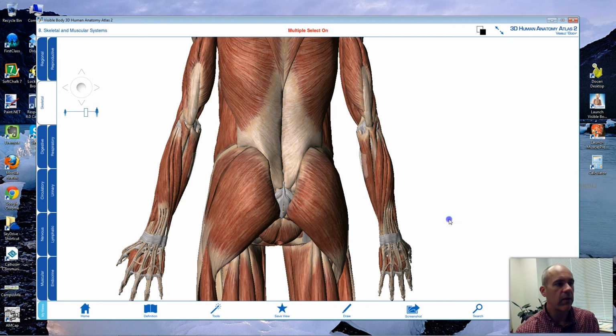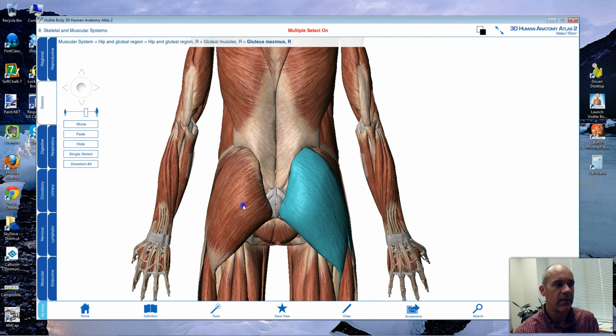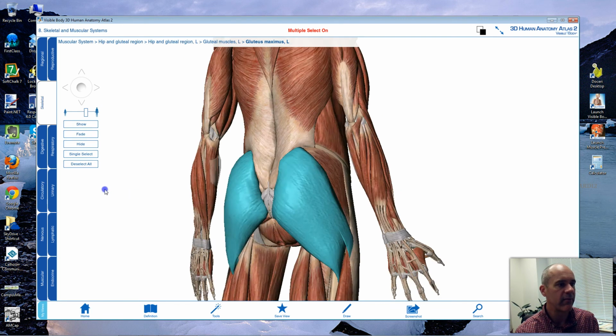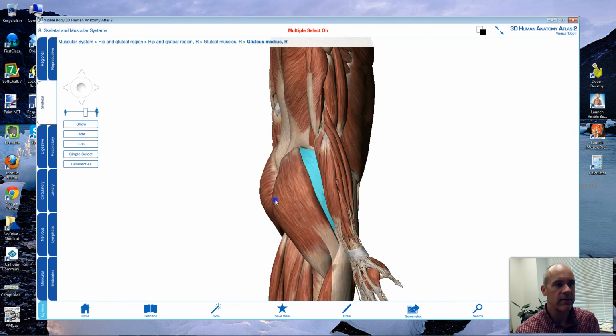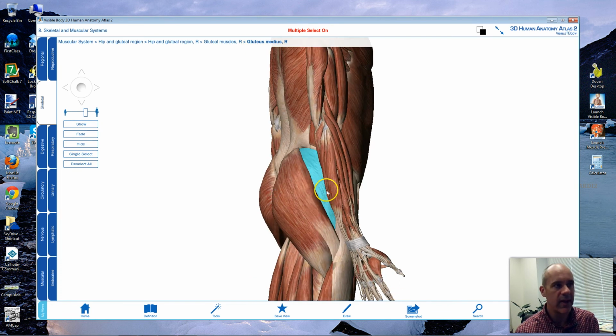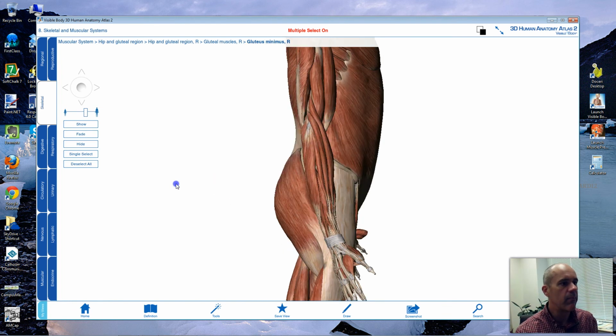All right, now while we're back here on the back side, let's take a look at our gluteal muscles. Gluteus maximus on the right and on the left. I think everybody knows where those are. Rotate around. That muscle right there that's on the middle portion of the hip is called the gluteus medius. And if I hide that one, you've got a deeper muscle underneath there. That's called the gluteus minimus. So that is a deeper muscle. If you see the exposed pelvic bone right there, and you're seeing a smaller muscle, that's going to let you know you're looking at the gluteus minimus, the deeper muscle, rather than the gluteus medius.